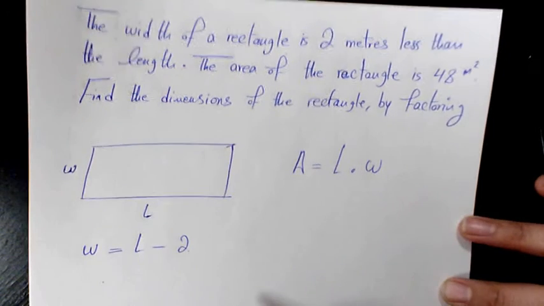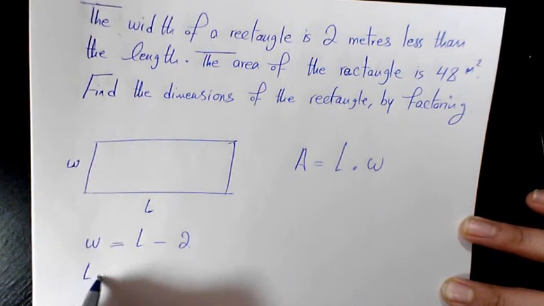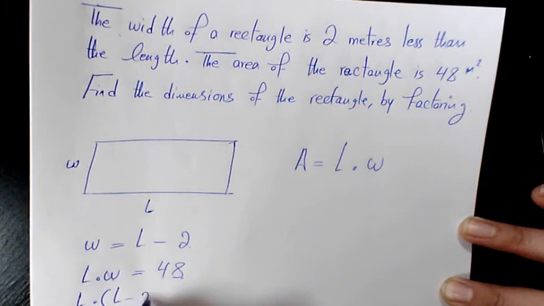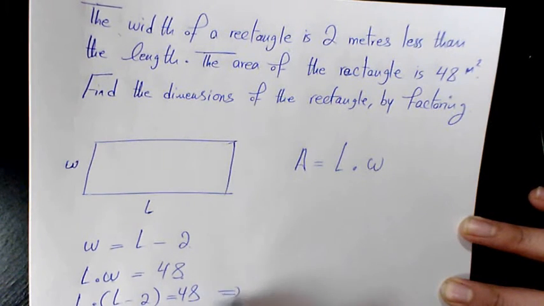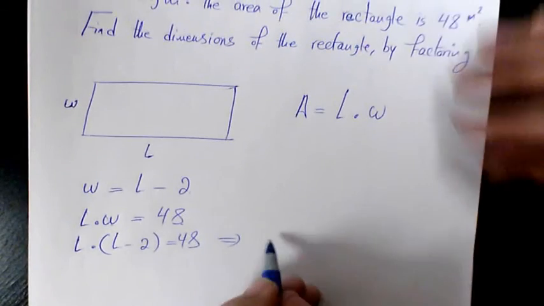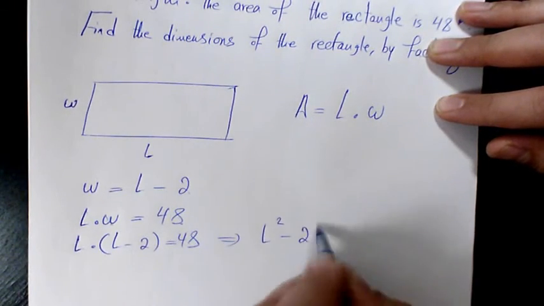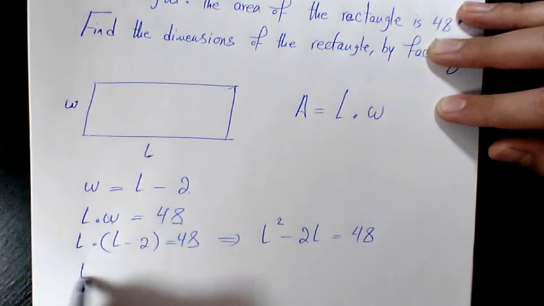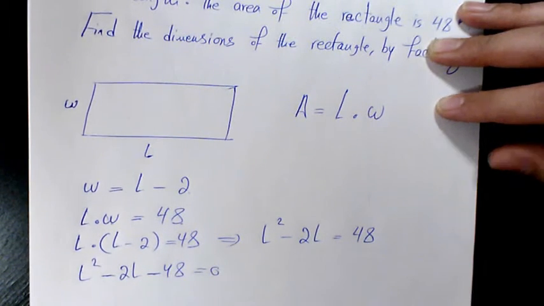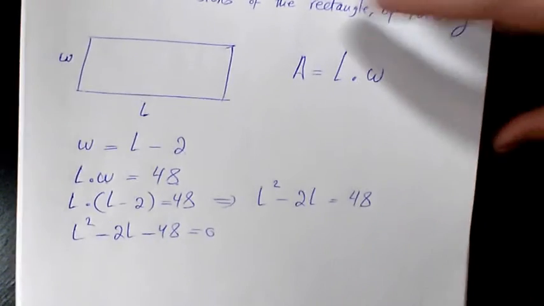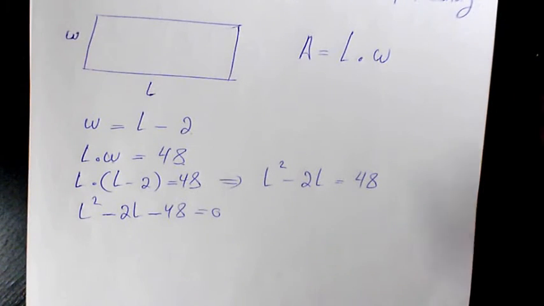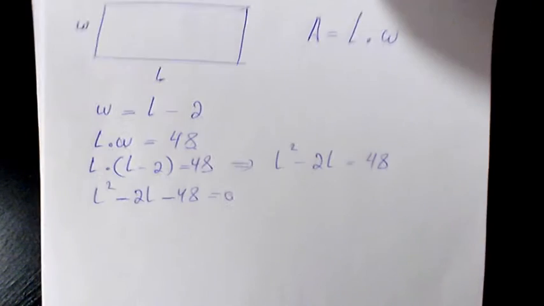The area is given, so L times W is 48, which means L times L minus 2 is 48. Then I distribute: L times L is L squared, L times negative 2 is negative 2L, equals 48. You move everything to the left hand side. We have the quadratic equation in standard form. We need to solve it. We can solve it either by factoring or by quadratic formula. Let's solve it by quadratic formula.